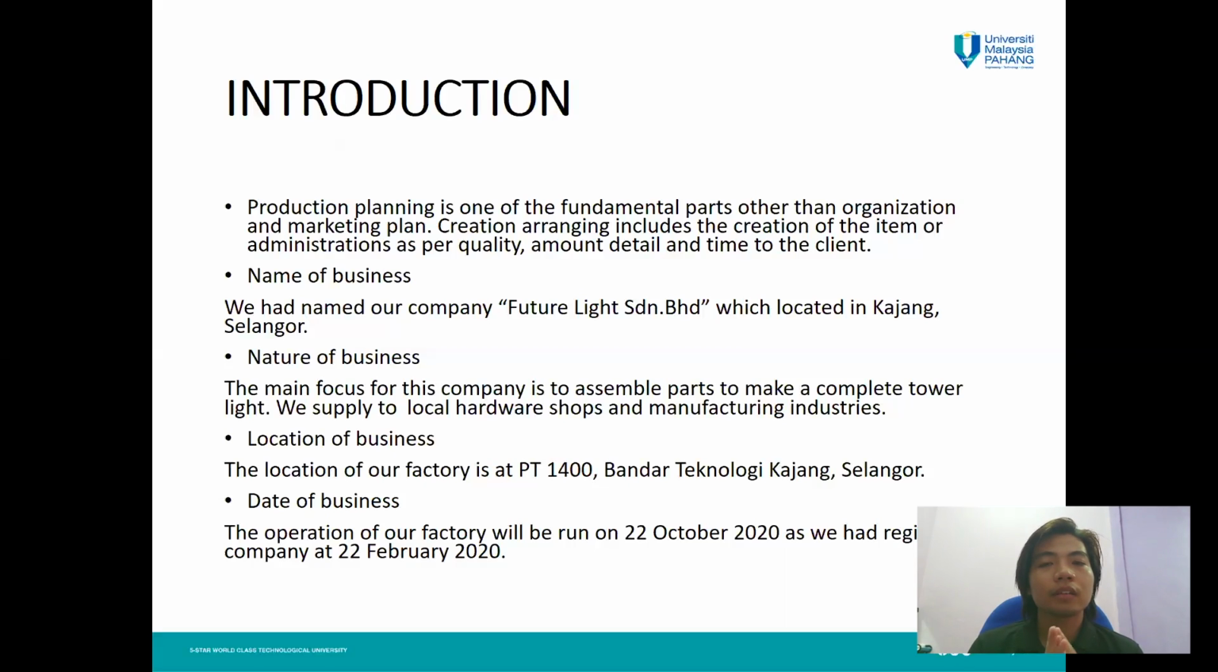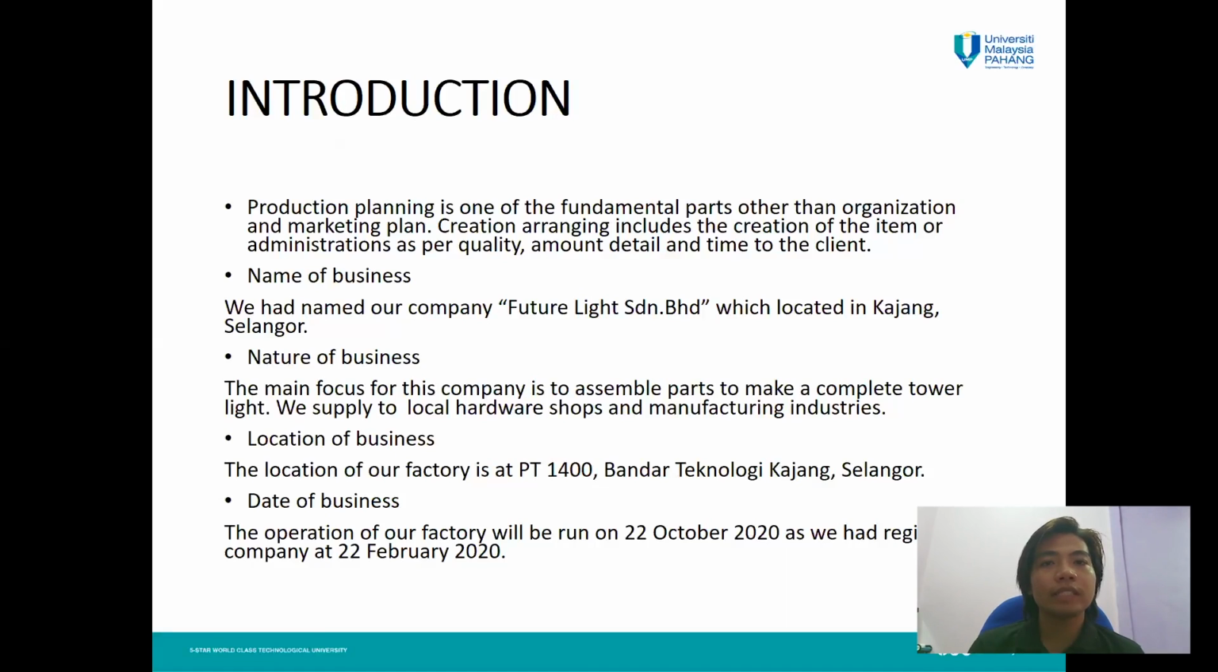For the nature of business, the main focus of this company is to assemble parts to make a complete tower light. We supply to local hardware shops and manufacturing industry. For the location of business, the location of our factory is at PT 1400 Bandar Teknologi Kajang, Selangor. Besides, it is near to other factories, so it will be easier for us to supply our product.